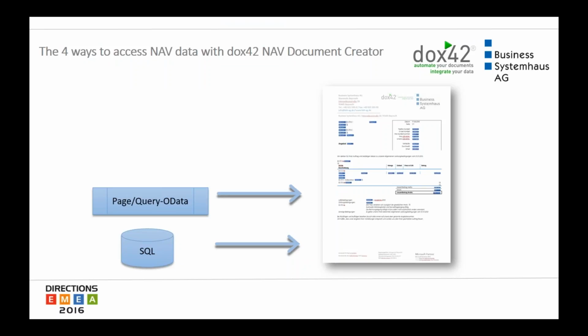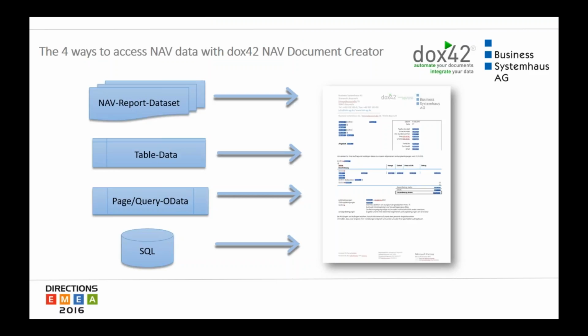The next one is to use page or query OData. You know that you can export a page or a query as an OData service, and you can connect to that from dox42. You can use that from NAV 2013 on. And then comes the funny stuff. It's table data. You can connect to that through the dox42 NAV table data source. It comes with the dox42 NAV Document Creator, and you can use that with NAV 2009 and upward, of course. And that comes along with the business logic. So it's not only table fields, but it's flow fields and so on. And then the best thing is the NAV report dataset.